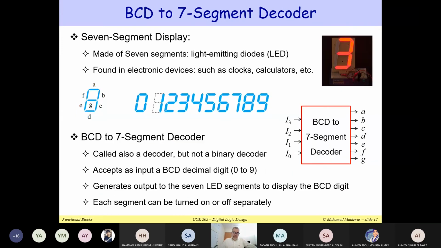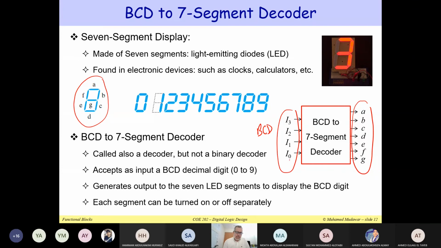Right. Let me show you a nice example. Remember the BCD to 7-segment decoder? The BCD to 7-segment decoder is a special type of decoder. It's also called a decoder, but it's not a binary decoder. It has 4 inputs, which I'm calling I3, I2, I1, I0. That's my BCD input. And it has 7 outputs, because we have 7 segments in the display, so we can control which segment should be turned on and which should be turned off.